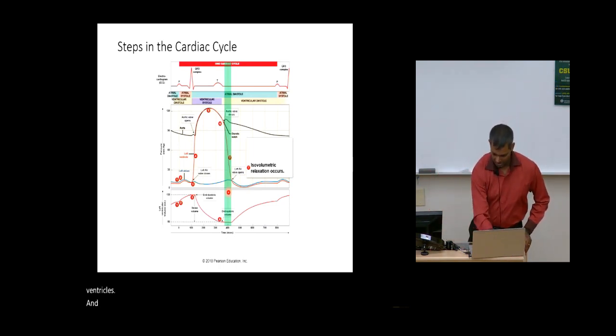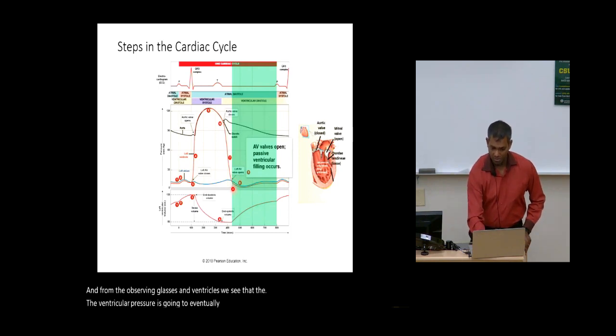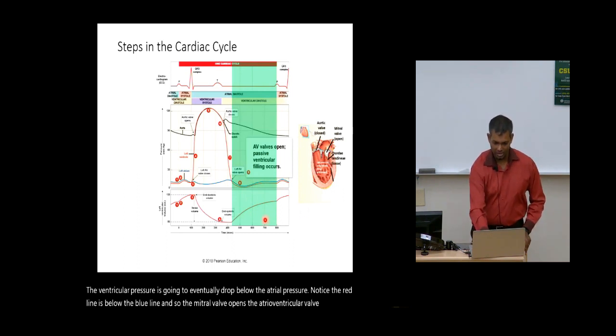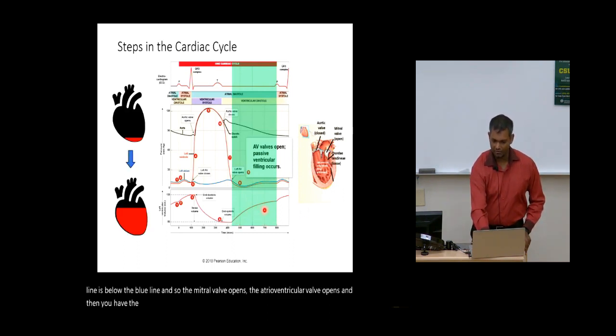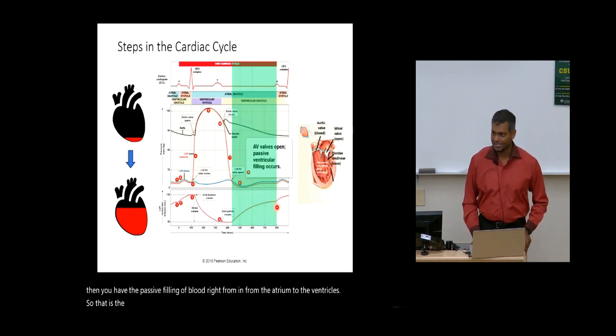And from the isovolumic relaxation of the ventricles, we see that the ventricular pressure is going to eventually drop below the atrial pressure. Notice the red line is below the blue line, and so the mitral valve, the atrioventricular valve, opens, and then you have the passive filling of blood from the atria into the ventricles. So that is the cardiovascular cycle.